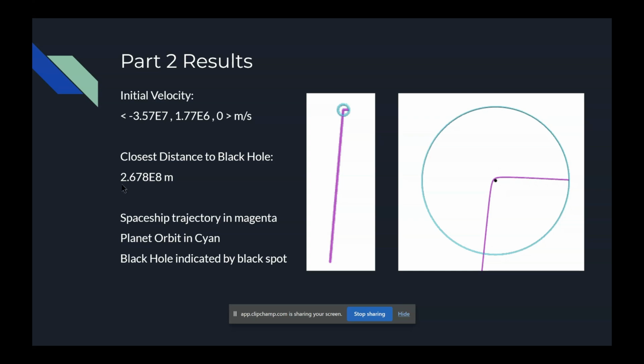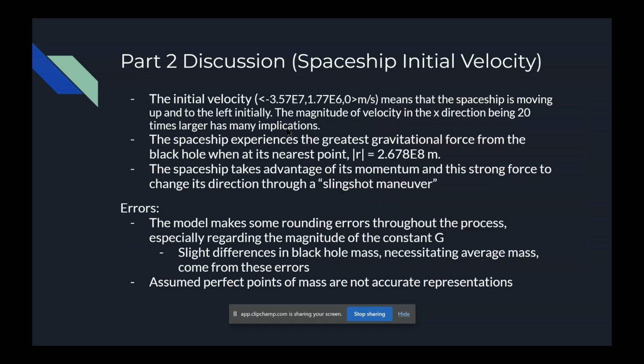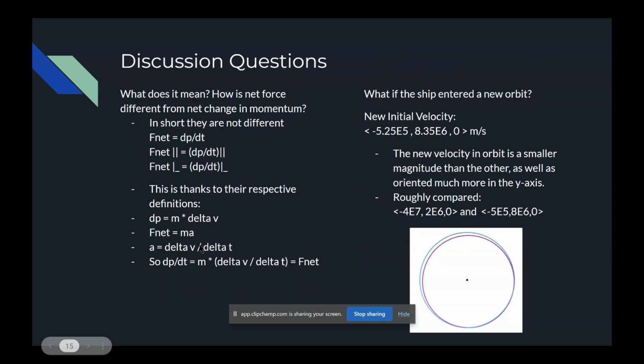It gets very close. In fact, it gets 268 million meters away, which is not that much when you really think about it. And it's moving strongly to the left in the beginning, which you can see here, but a little bit up, that way it doesn't crash. I basically explain all that here. And then the spaceship takes advantage of that slingshot maneuver simply because of how close it can get to the black hole without actually falling in. Again, there's some error due to rounding.